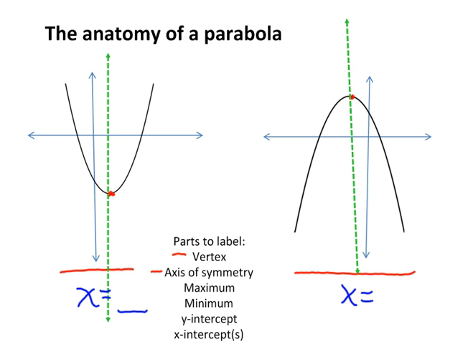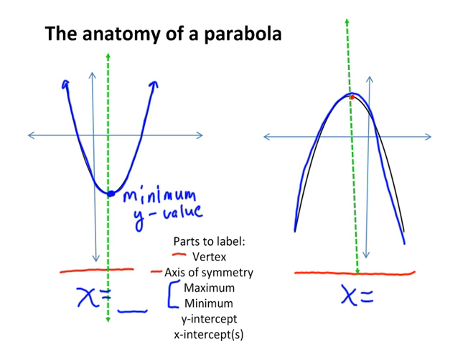A parabola either has a maximum or a minimum. If it opens up like this one, and the vertex is down here, then that is considered a minimum. It is the lowest point. And when we talk about the minimum, we're actually talking about the y value of that ordered pair, whatever that ordered pair is. If it opens down, like this one, then your vertex up here is a maximum. You'll notice it's the highest point. And again, we're talking about the y value.